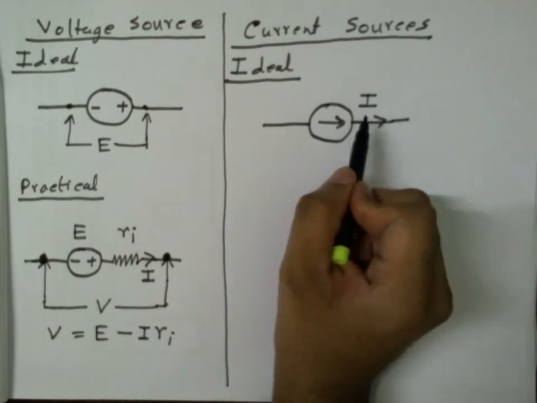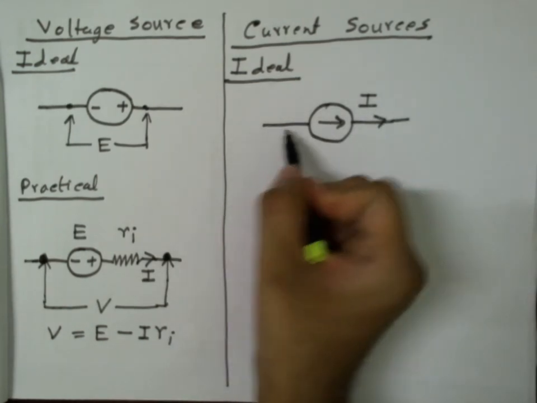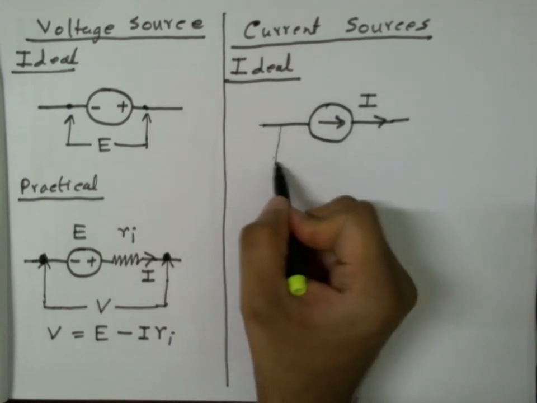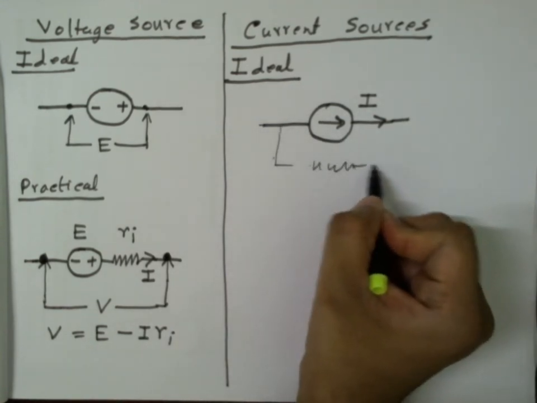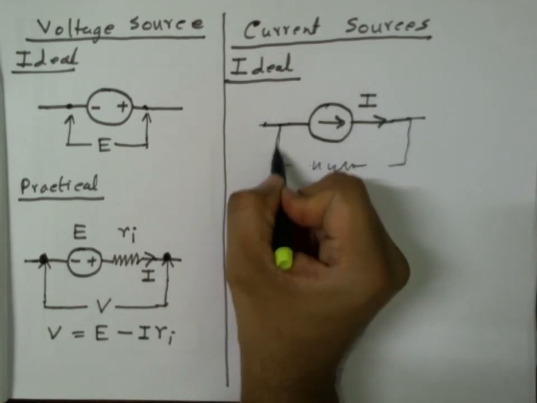So this current stays constant, stays fixed, no matter whatever impedance, whatever resistance I connect across it.